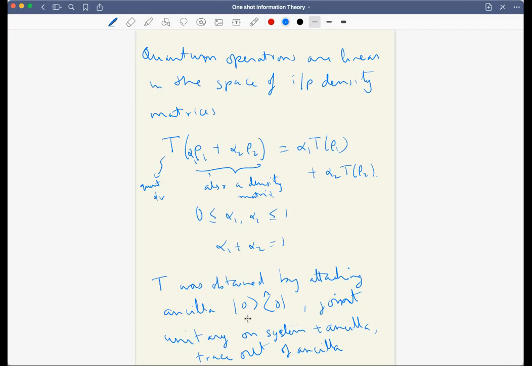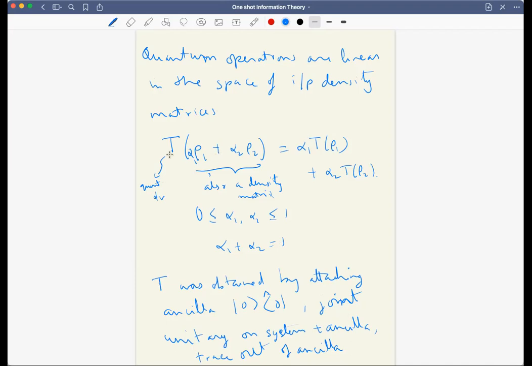If I take rho 1 and rho 2, and my operation sends rho 1 to rho 1 tensor ket-bra 0 and rho 2 to rho 2 tensor ket-bra 0, then you can check that tensoring alpha 1 rho 1 plus alpha 2 rho 2 with ket-bra 0, using the distributive property of the tensor product, is nothing but alpha 1 rho 1 tensor ket-bra 0 plus alpha 2 rho 2 tensor ket-bra 0. And even the joint unitary, right?